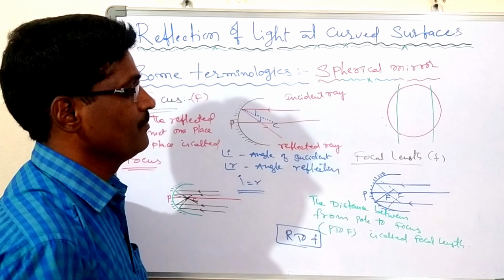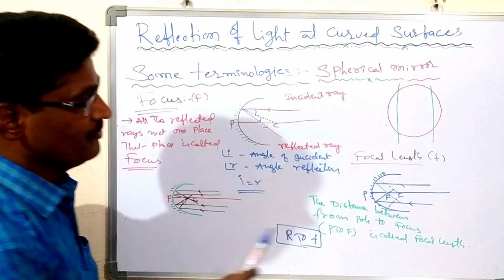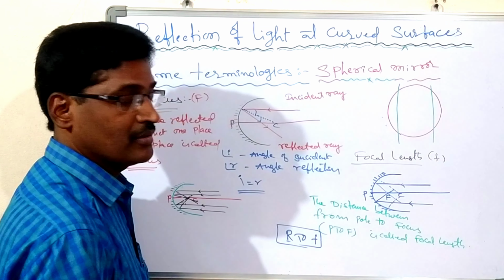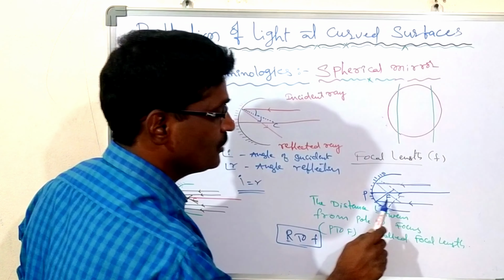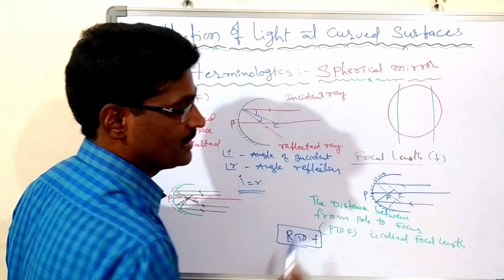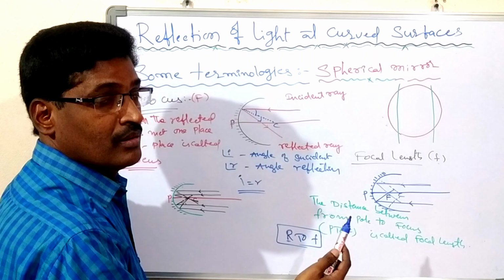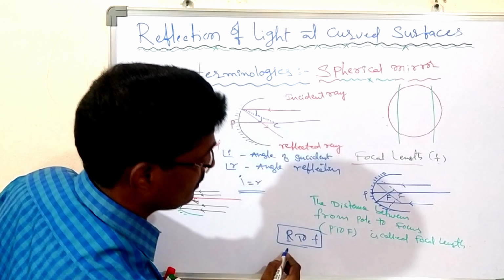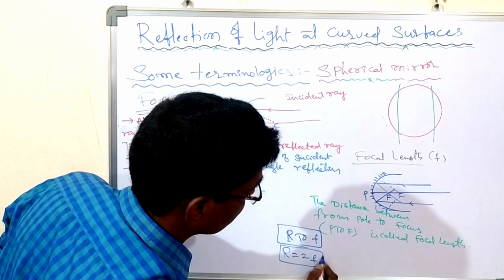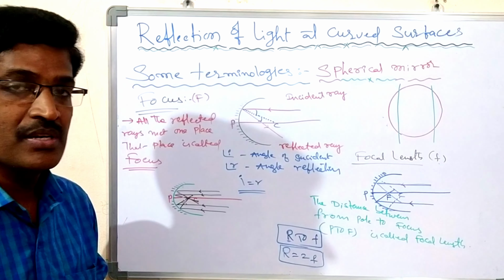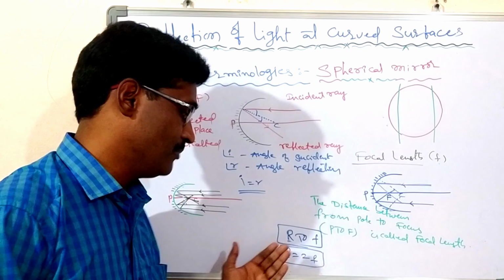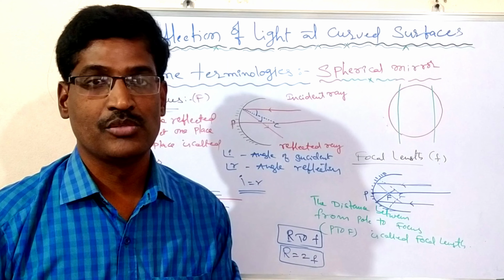As you know earlier, the distance from P to C we are calling capital R. The distance from P to F you can call small f. How many times greater? R is 2 times greater than f. That's why you can write R equal to 2f. That is the relation between capital R and small f.